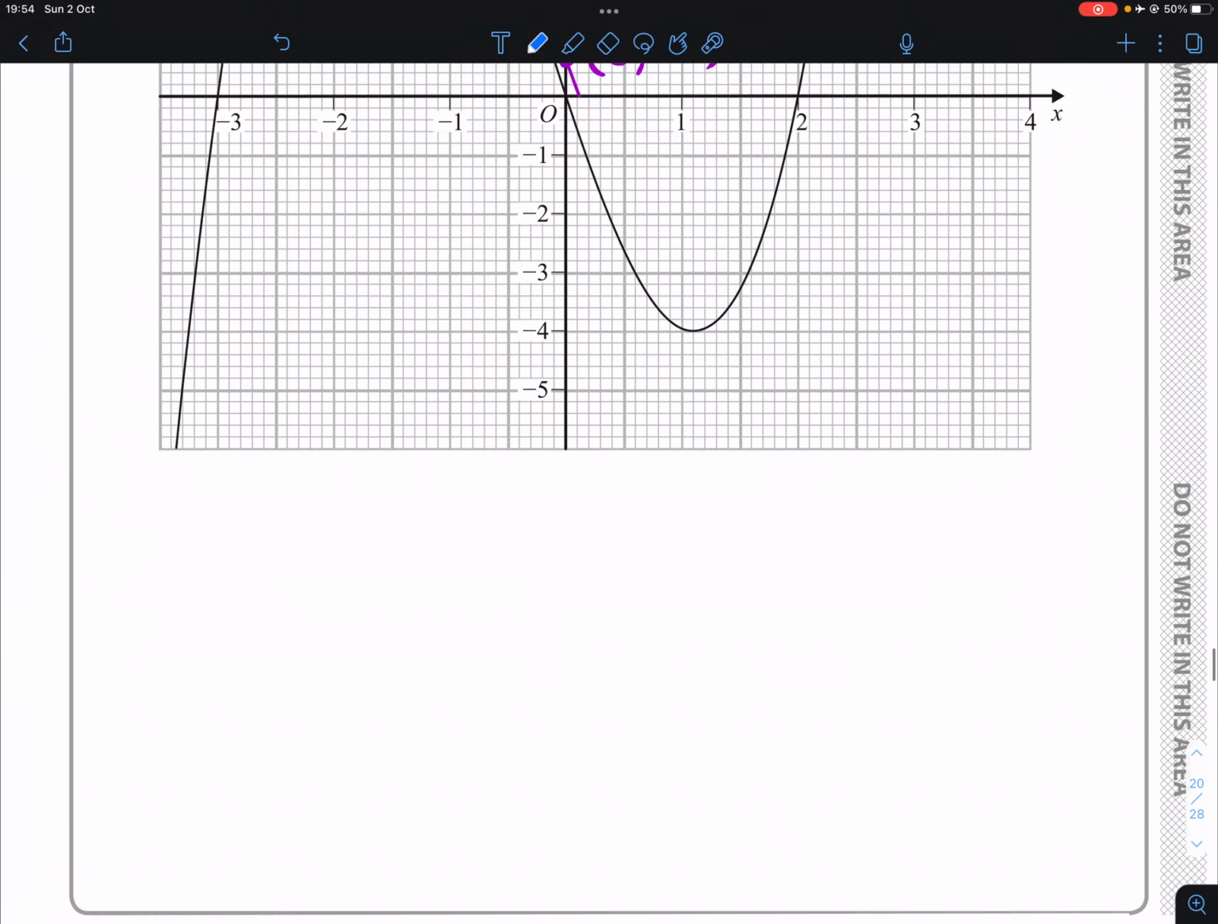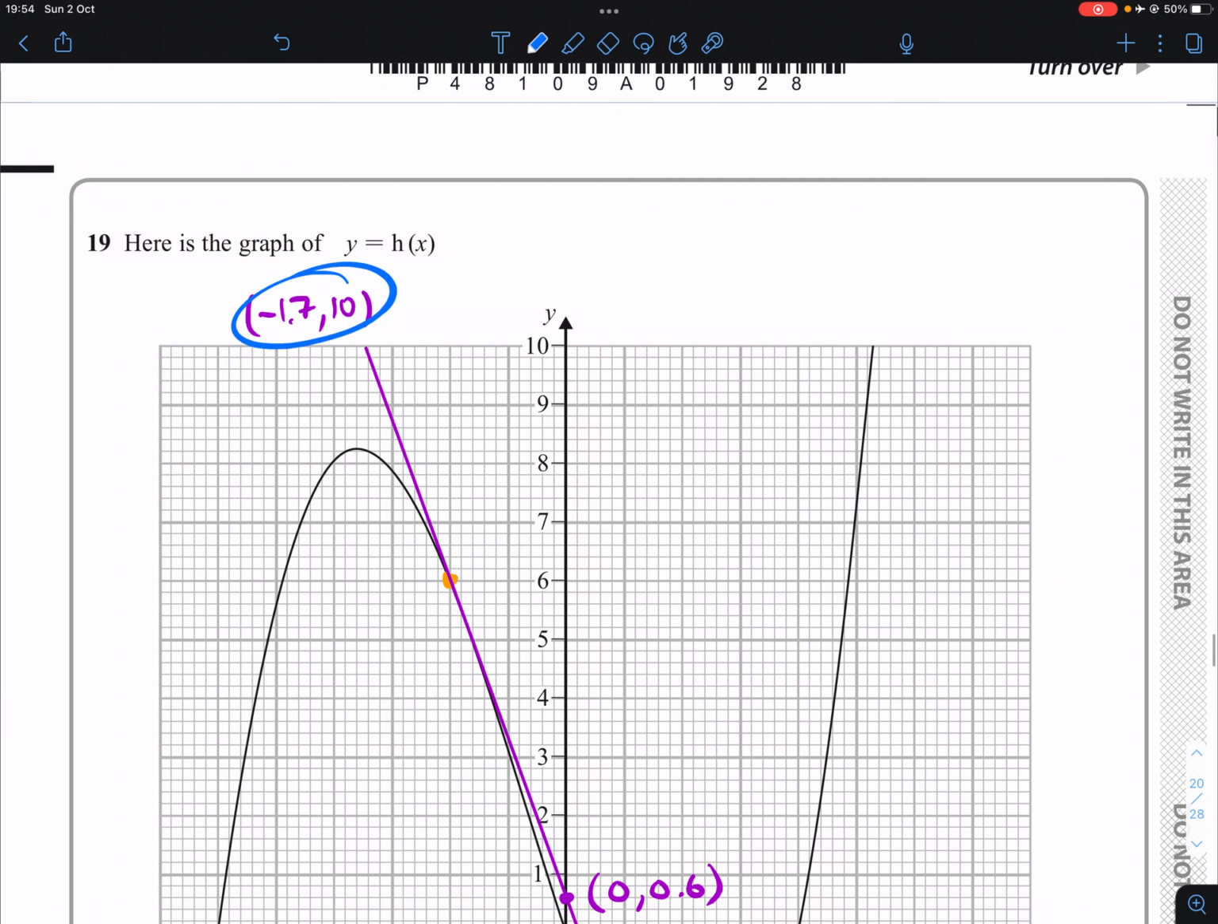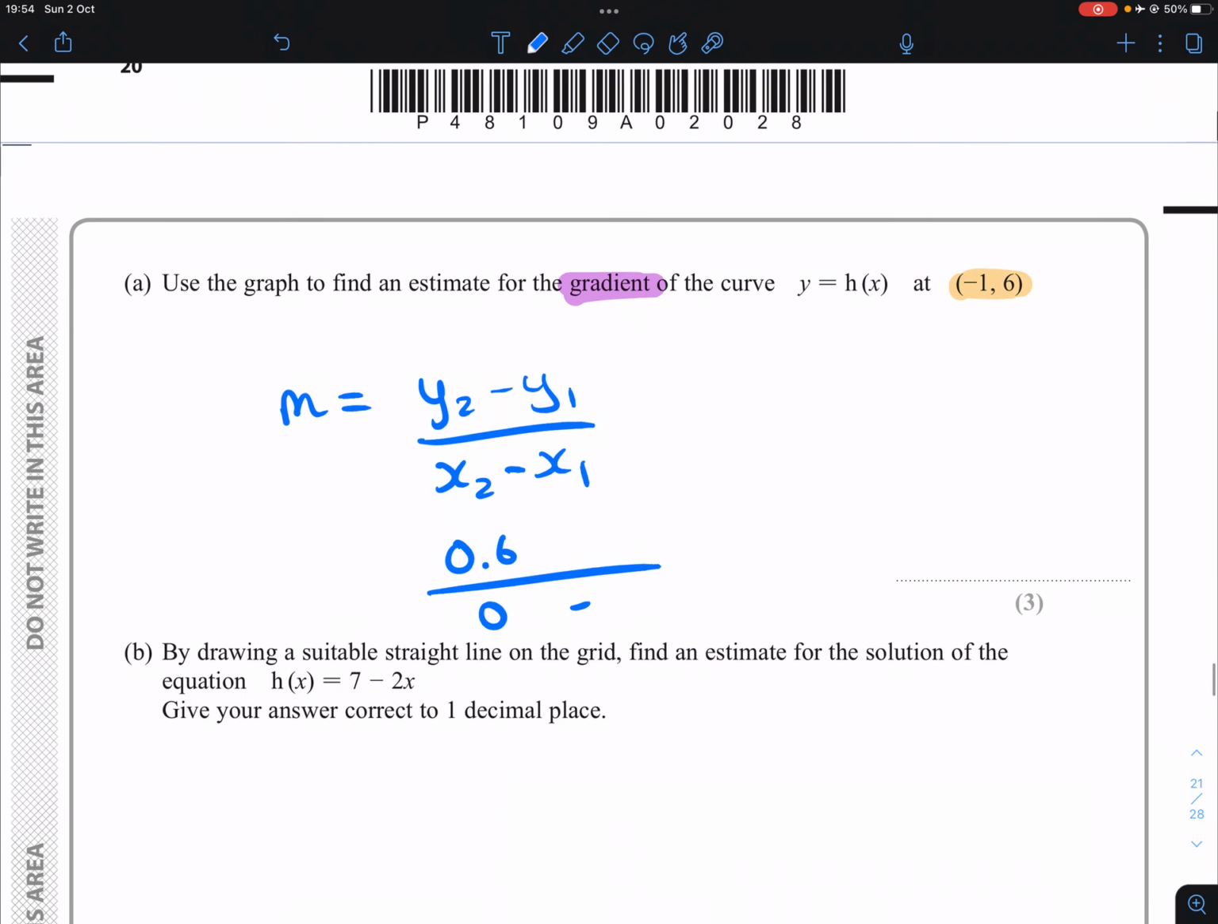So picking 0, 0.6 as our second point is going to give us 0.6 for the y and 0 for the x for the second point. And we have minus 1.7 and 10. So minus 1.7 for the x and 10 for the y. And we're going to be subtracting these away from each other, being careful of the double negative on the bottom. So from that, let me type this in, I get negative 94 over 17, which is minus 5.53 if I did it to two decimal places.